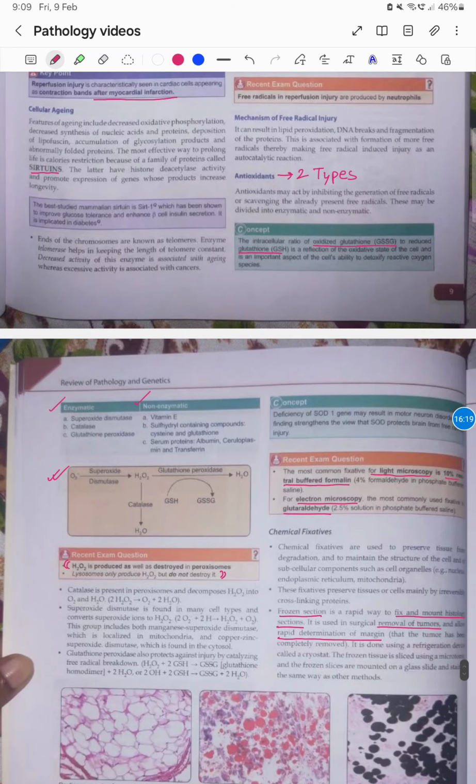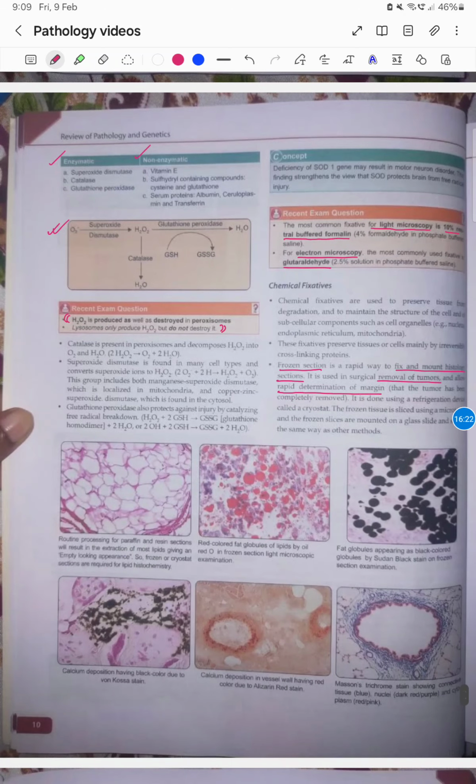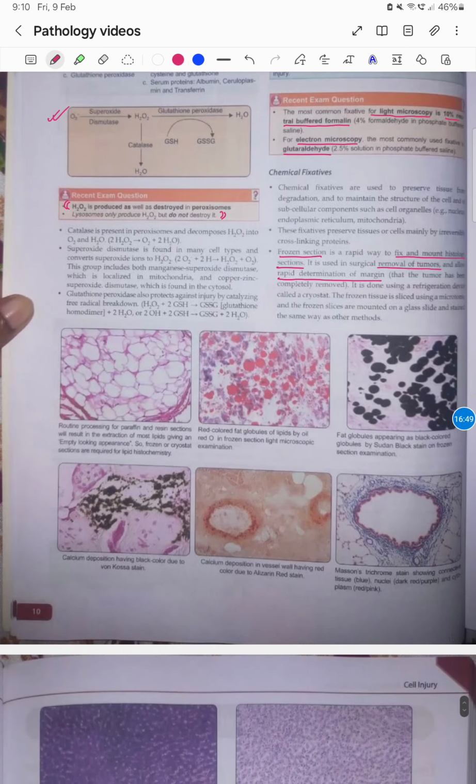Now, the process: the superoxide anion is converted into hydrogen peroxide with the help of the enzyme superoxide dismutase. Hydrogen peroxide is again converted into water with the help of glutathione peroxidase, and in this process reduced glutathione is converted into oxidized glutathione. Again, the hydrogen peroxide can be converted into water with the help of the enzyme catalase. Hydrogen peroxide is produced as well as destroyed in peroxisome, but lysosome only produces hydrogen peroxide and does not destroy it. That will lead to imbalance.